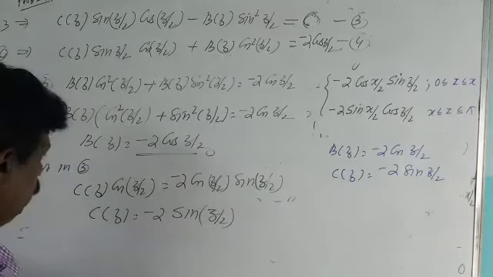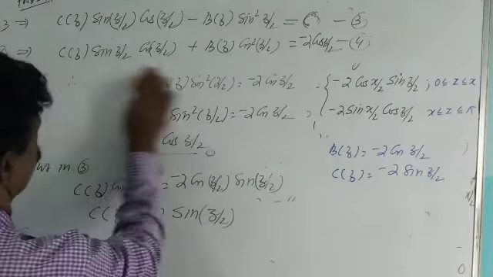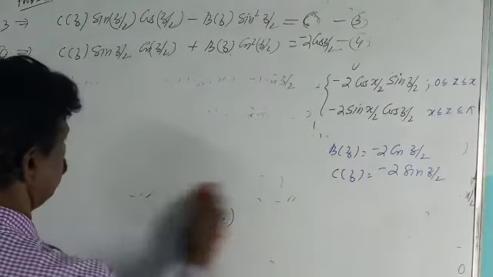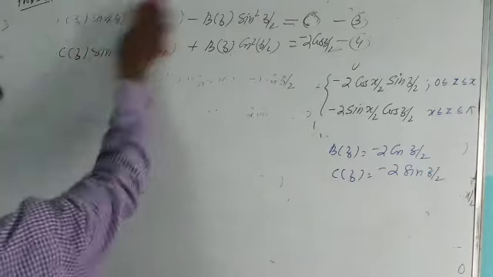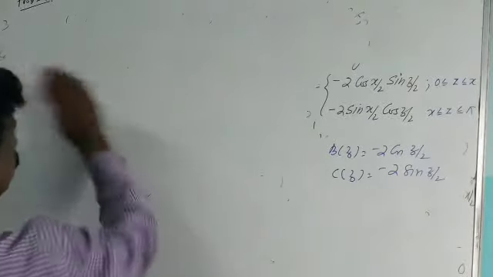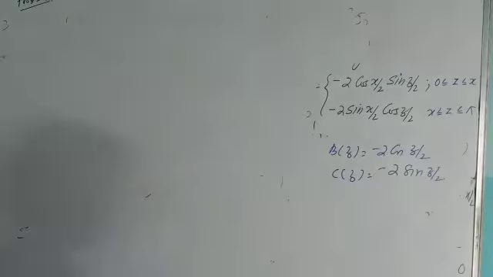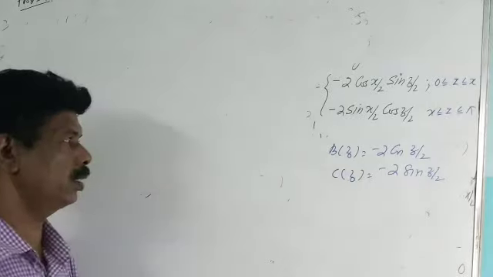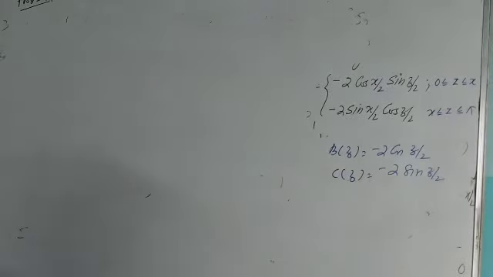Okay. By using 4 conditions, we get the values of AZ, BZ, CZ and DZ. BZ equal to minus 2 cos Z by 2 and CZ equal to minus 2 sin Z by 2. Already we have proved that AZ equals 0 and DZ also equals 0.